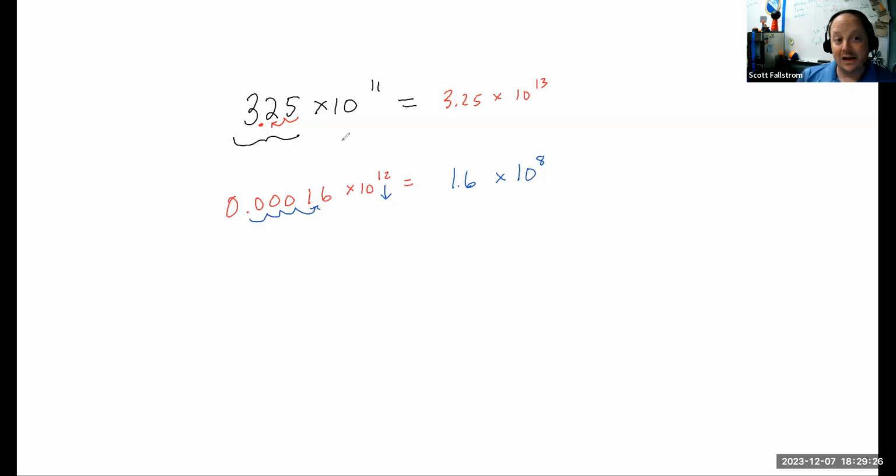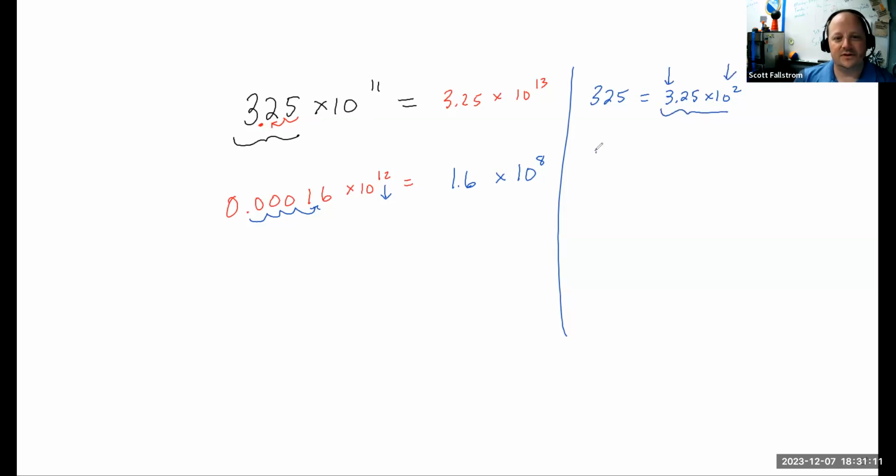Now, if you'd like, you could say, well, wait a minute, how could I do it in a longer way? Well, what you could do is take 325 and rewrite that as 3.25 times 10 squared, because really that's what it is. It's 3 groups of 100 and then some other stuff. So really that's all you're doing, you rewrite it this way.